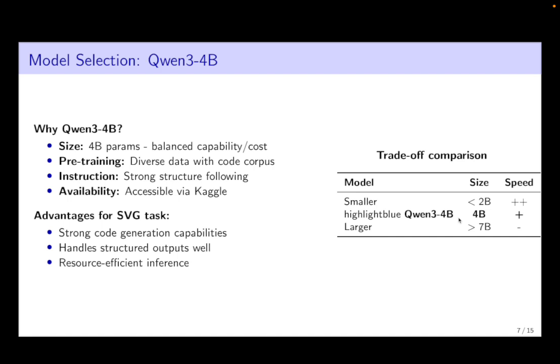Importantly, its pre-training included a significant amount of code, making it inherently well-suited for code generation tasks like SVG. It also demonstrates strong instruction following abilities and was reliably available on Kaggle.